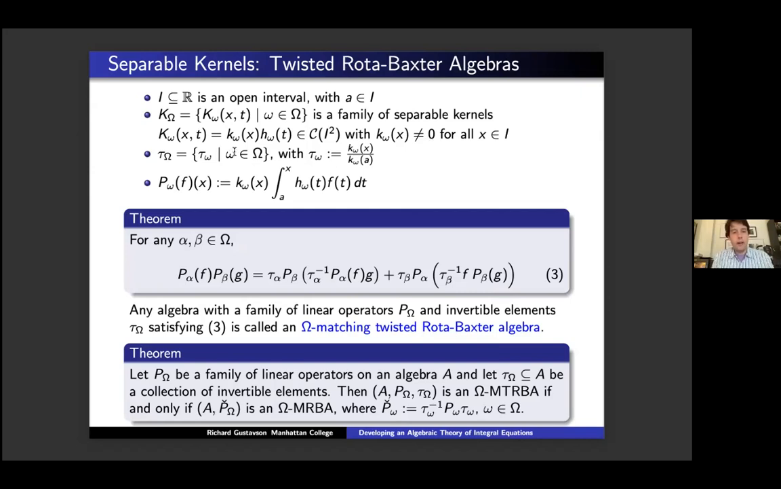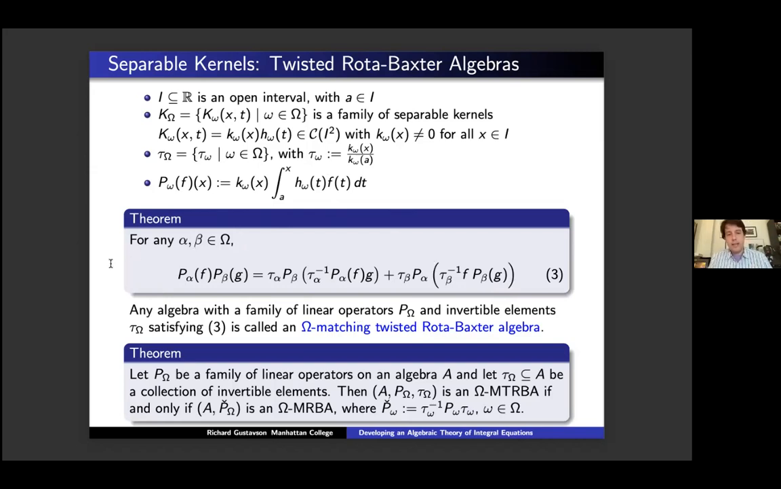And we're going to define these tau omegas. We're going to call these the twists. And tau omega is just k omega of x over k omega of a. a is the fixed lower limit of integration. And we can then define this family of separable Volterra integral operators like this. And it turns out that for any alpha and beta in my indexing set omega, the following identity 3 here holds.